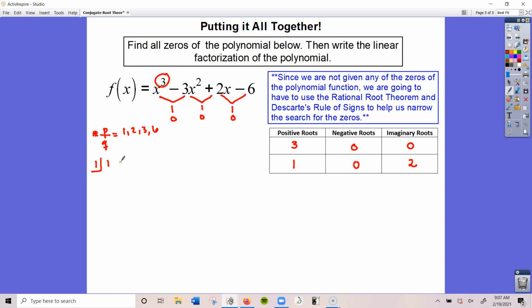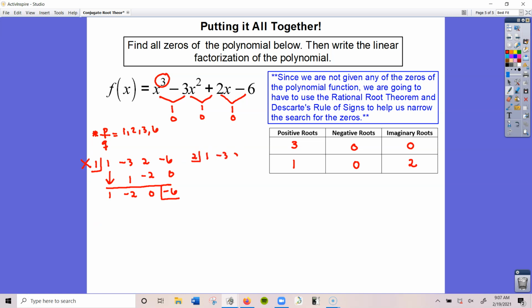We have 1, negative 3, 2, and negative 6. Bring down the 1. 1 times 1 is 1. Negative 3 plus 1 is negative 2. Negative 2 times 1 is negative 2. 2 minus 2 is 0. 0 times 1 is 0. We end up with a remainder of negative 6. So 1 did not work. Let's try 2.